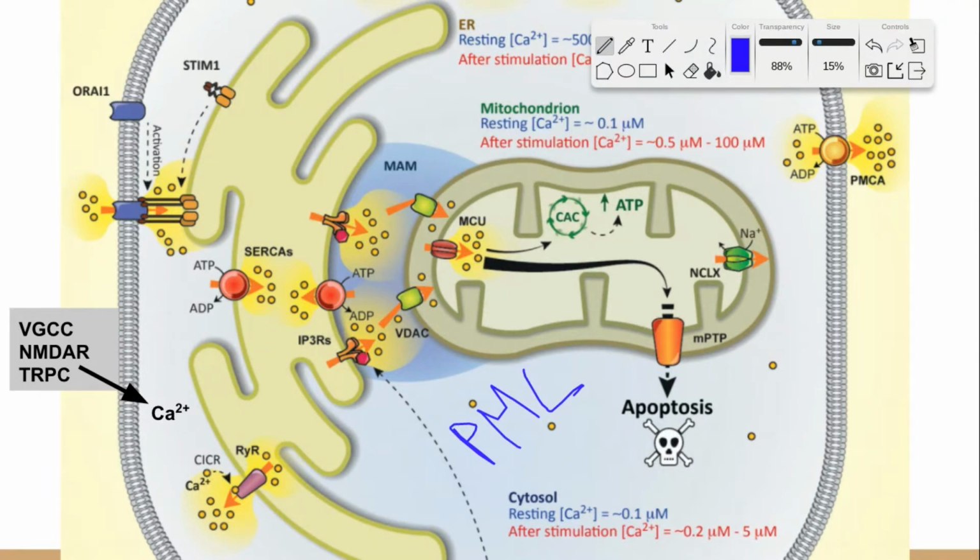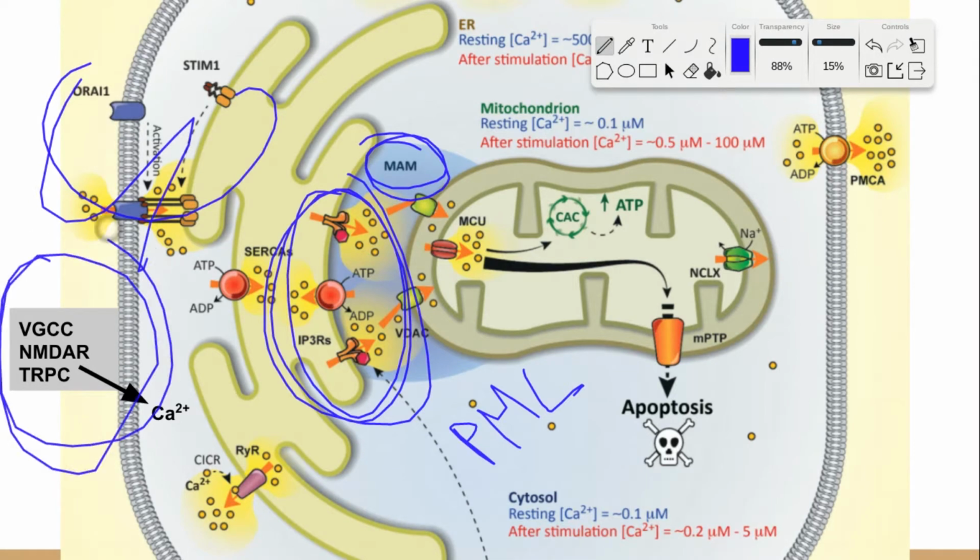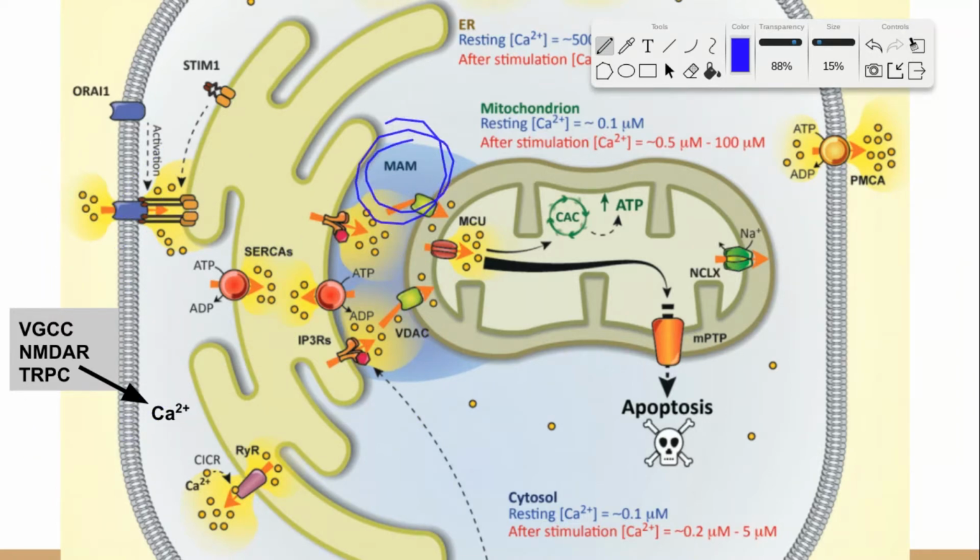But the basic idea is that calcium flux at these mitochondria-associated membranes primarily occurs through IP3Rs. And calcium flux into the cytosol primarily occurs through these TRPCs, NMDARs, or AMPA receptors, voltage-gated calcium channels, and a couple others. So on the next slide, we're going to be talking about calcium signaling in the context of mitochondria-associated membranes.